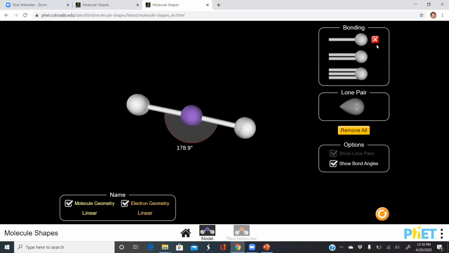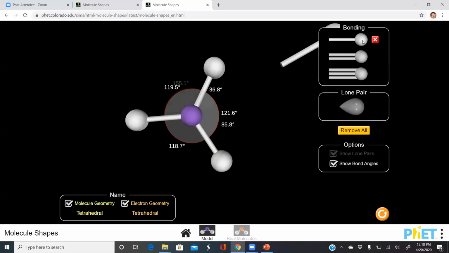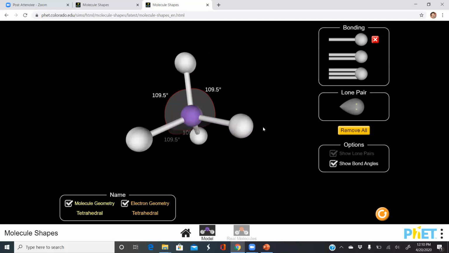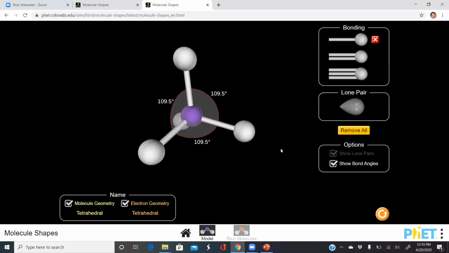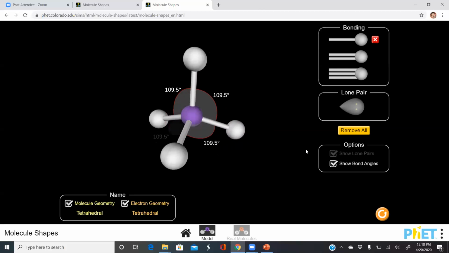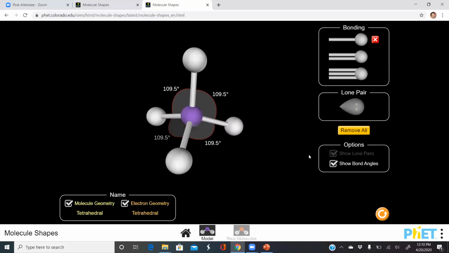So what happens if there's 4 groups attached? Now, this is why I really love this simulation. This really shows me what I'm not that good at drawing on a PowerPoint, that 109.5-degree angle. And you guys can mess around with this, but it's showing me that I have the tetrahedral arrangement and I have a bond angle of 109.5. So again, I love this PhET simulation. I would highly recommend playing with this.